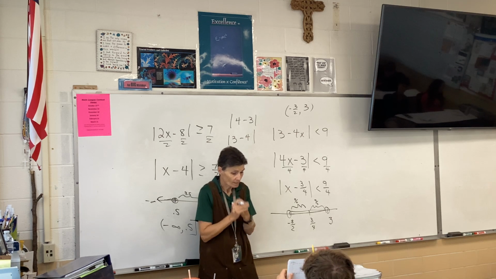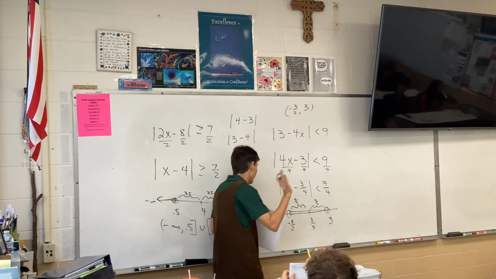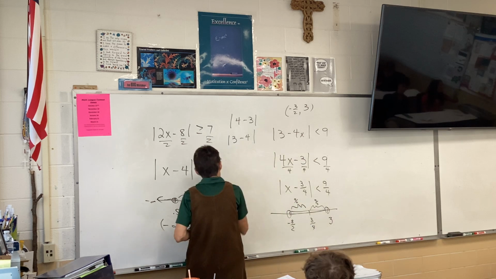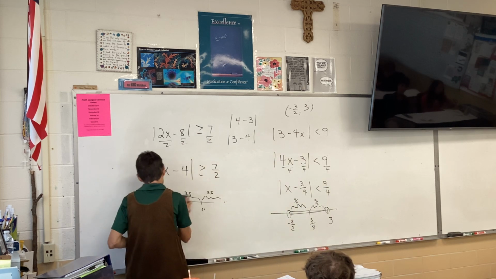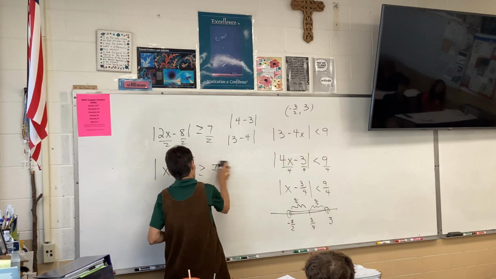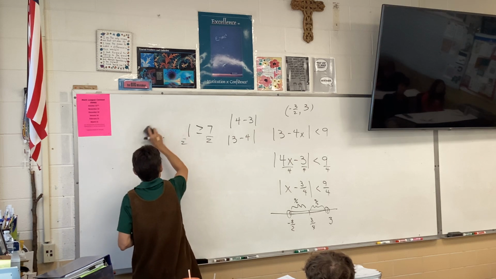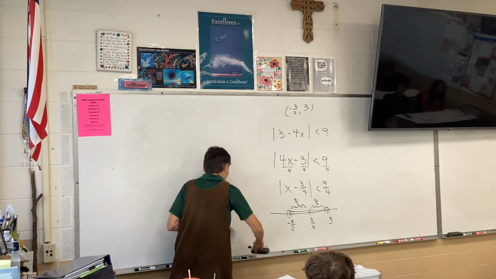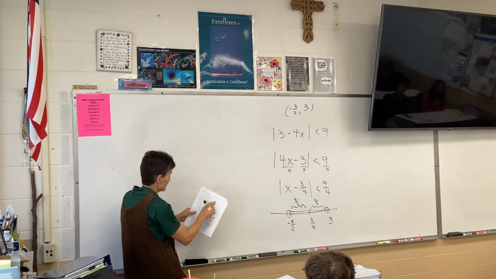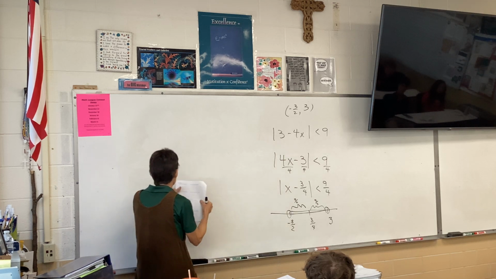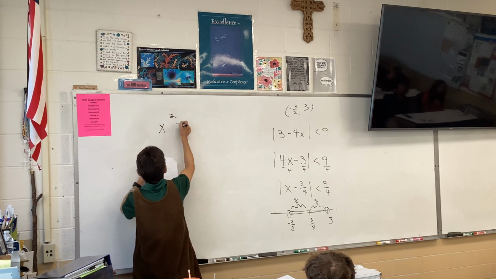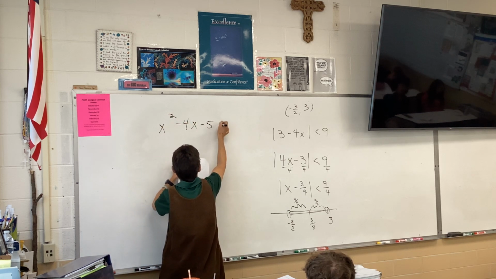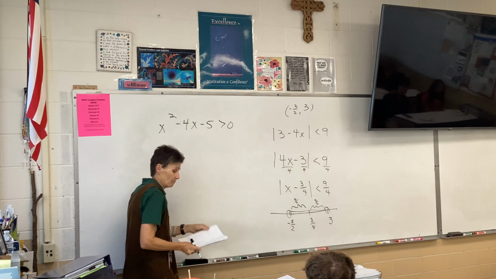Good? Alright, number 2, totally different problem now, because number 2 does not have absolute value. This is what we call a polynomial inequality. This one happens to be quadratic and squared, but if you look down, we got some cubed ones down there. X squared minus 4x minus 5 is greater than 0.